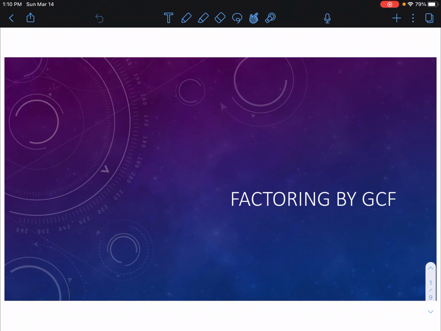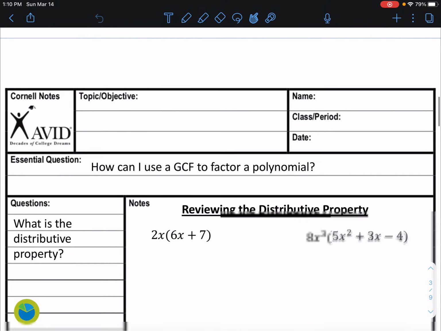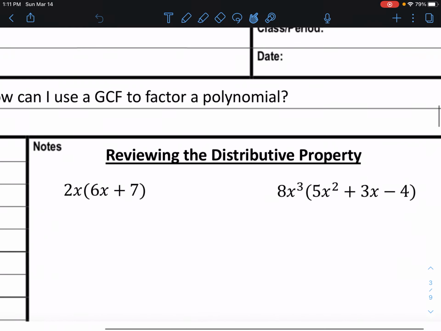All right, so now that we know how to find a greatest common factor, we're going to learn how to factor using a GCF. Okay, so that's our learning target. So how can I use a greatest common factor to factor a polynomial? So first of all, distributive property. What is it? That will help us a little bit with talking about factoring.